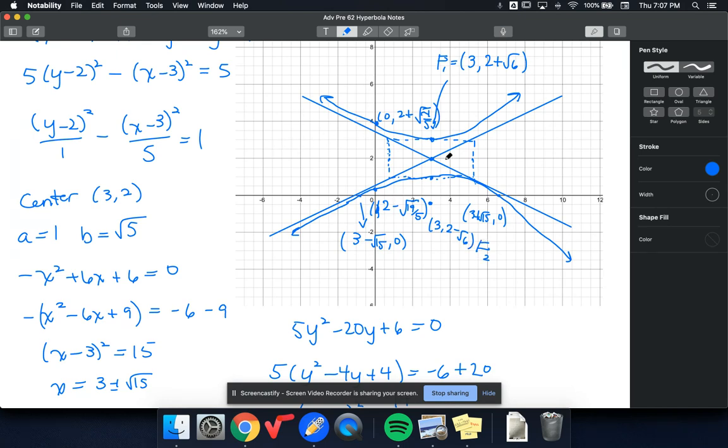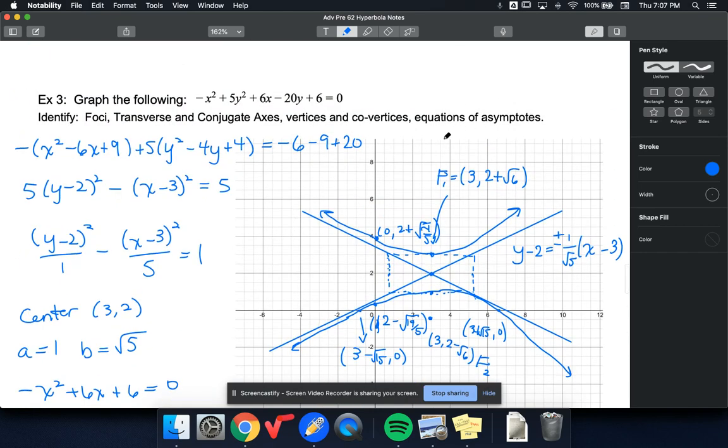My asymptote here, well, this time my rise is going to be 2. Sorry, my rise is 1, and then my run is my root 5 that I'm going over because that's my x distance. So this equation is going to be y minus 2 equals 1 over root 5 times x minus 3. And then the other asymptote is the negative of that, so I could say plus minus. So there are my asymptotes, vertices, co-vertices.